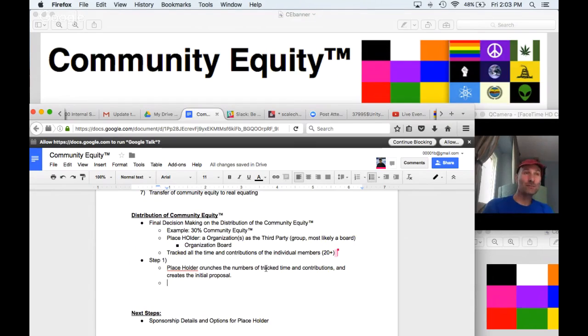So that's pretty much it, right? But the key thing is that the placeholder in and of themselves doesn't have full 100% control of the community equity. If the placeholder presents a distribution of community equity that everybody else agrees with, then it's a done deal, right? So you don't even need to necessarily have a formal process. The placeholder can just oversee the community equity if everyone trusts them and everyone likes it. Boom, done deal.